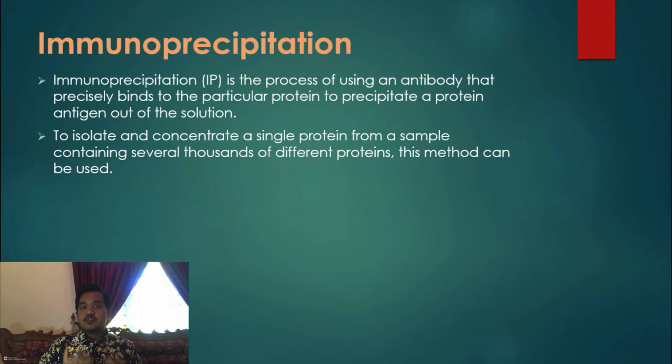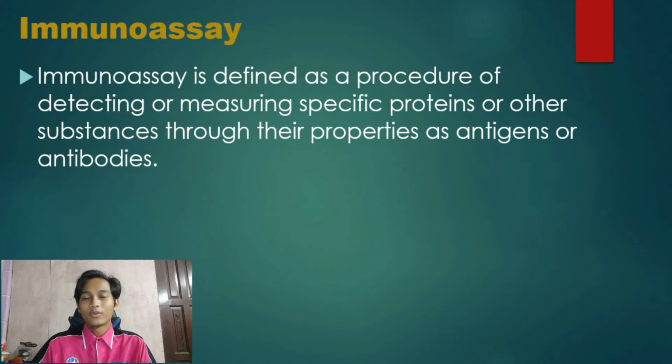Immunoprecipitation is the process of using an antibody that precisely binds to a particular protein to precipitate a protein antigen out of the solution. To isolate and concentrate a single protein from a sample containing thousands of different proteins, this method can be used. So now we are going to talk about the types of immunological techniques. The first one is immunoassay.